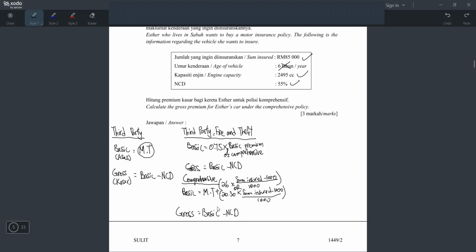Yang awak kena hafal apa? Yang awak kena hafal is how to find the basic premium for all three policies. Because all three policies, cara untuk cari lain. Semua lain. Can you see? For third party, okay, third party is the easiest one lah. Just tengok jadual saja. Tak payah tambah apa, tak payah darab apa, just tengok jadual saja.